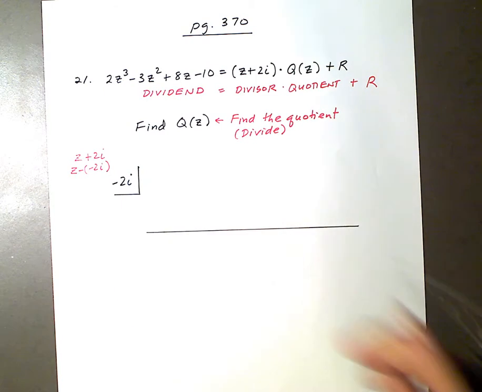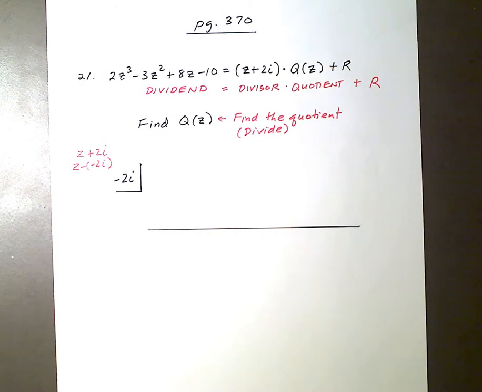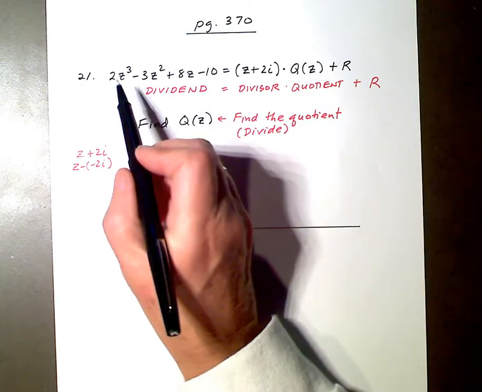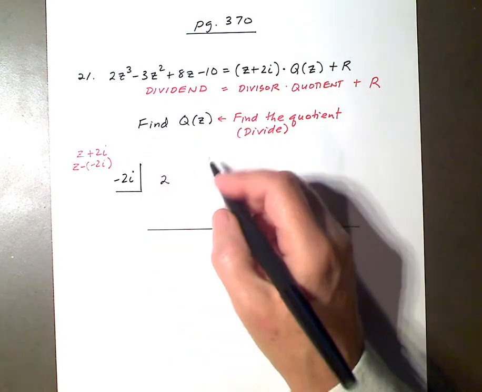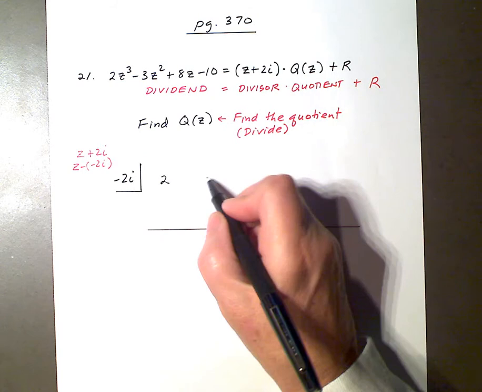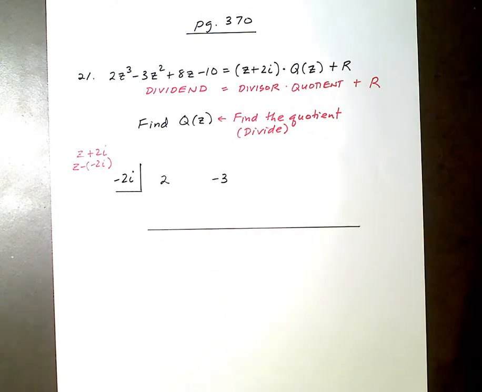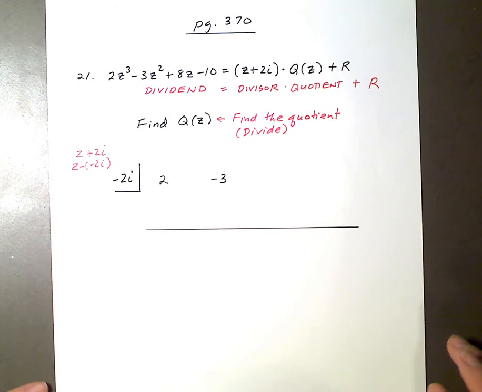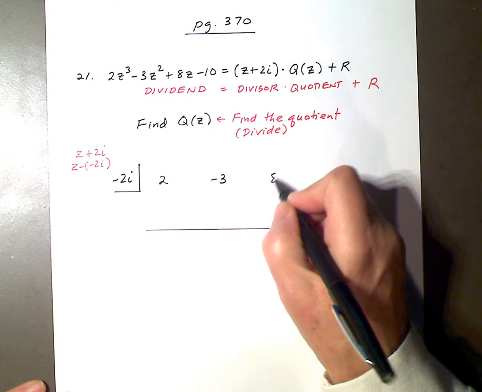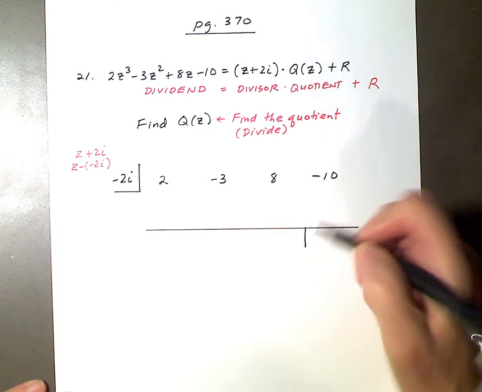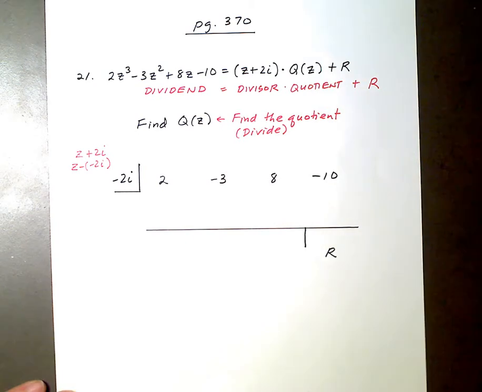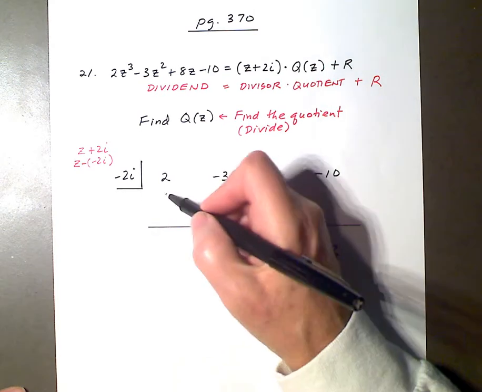goes in the box. And so now the coefficients to the dividend are 2z to the third and negative 3z squared. And I'm going to spread these out horizontally because of how these problems have, we get complex numbers. Let's see, plus 8z to the first, so positive 8, and then negative 10. And my remainder will go down here. So bring down the 2.